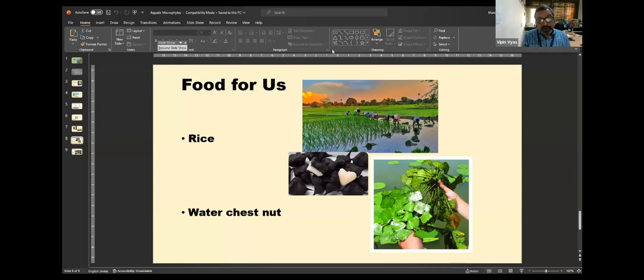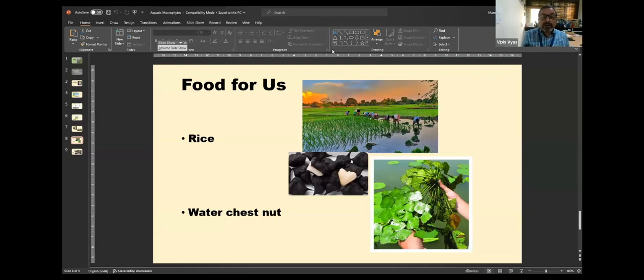Secondly, you are seeing this water chestnut, which is commonly known in North India as Singhara. I don't know what it is called in different parts of the country, but in the northern part of the country, it is called Singhara. This is a very nutritious water fruit, and it is very rich in various types of minerals and carbohydrates and all these important elements which are required for our body.